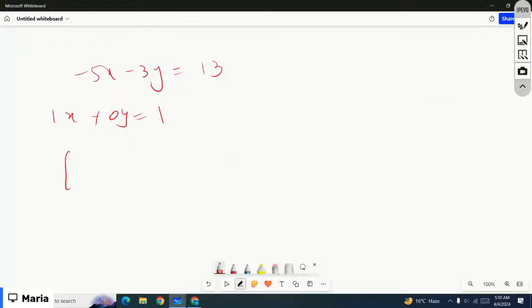That would be, it doesn't matter which equation you write first. 1 0 1. This one I'm going to write first, then negative 5, negative 3 and 13. So you need to convert this portion to the identity matrix, that is 1 0 and 0 1. Here you need to make 0, negative 5 here.